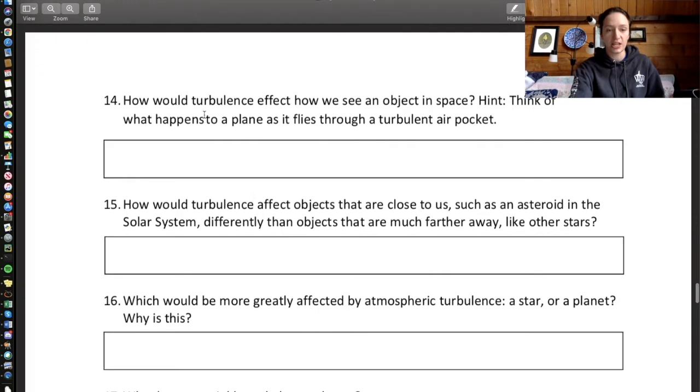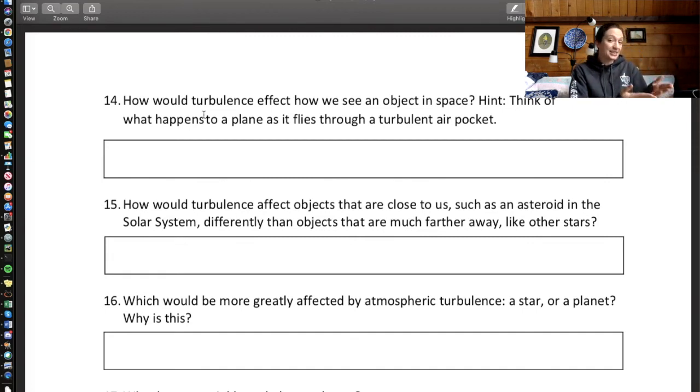So then number 14, how would turbulence affect how we see an object in space? Hint, think of what happens to a plane as it flies through a turbulent air pocket. So exactly what happens to the plane? Does it fly straight through and is unaffected? Is it jostled around? Is it completely thrown off course and the pilots have to make a really quick correction so we don't all crash into the ground and die? What does turbulence do to a plane?